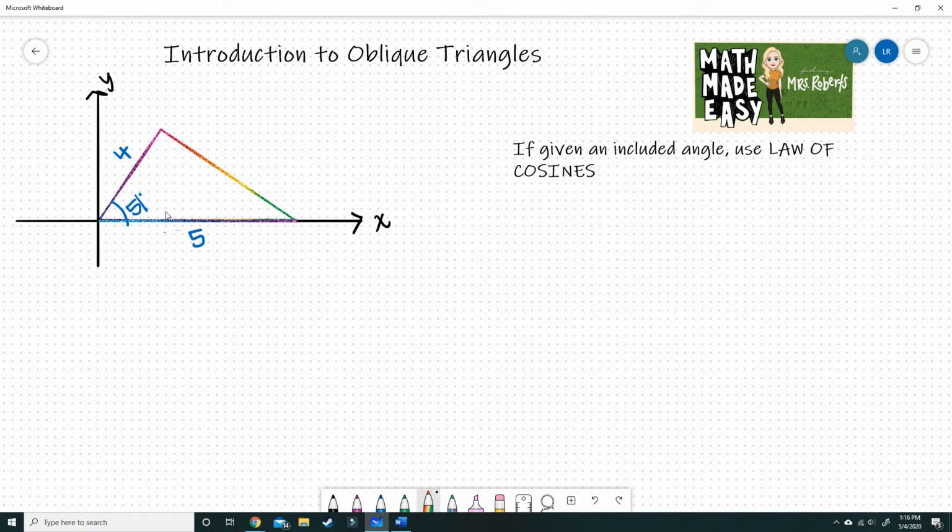What law of cosines is going to give us is this missing side. The other time that you can use law of cosines, just because we're here and it's good to know, is when you're given side, side, side.